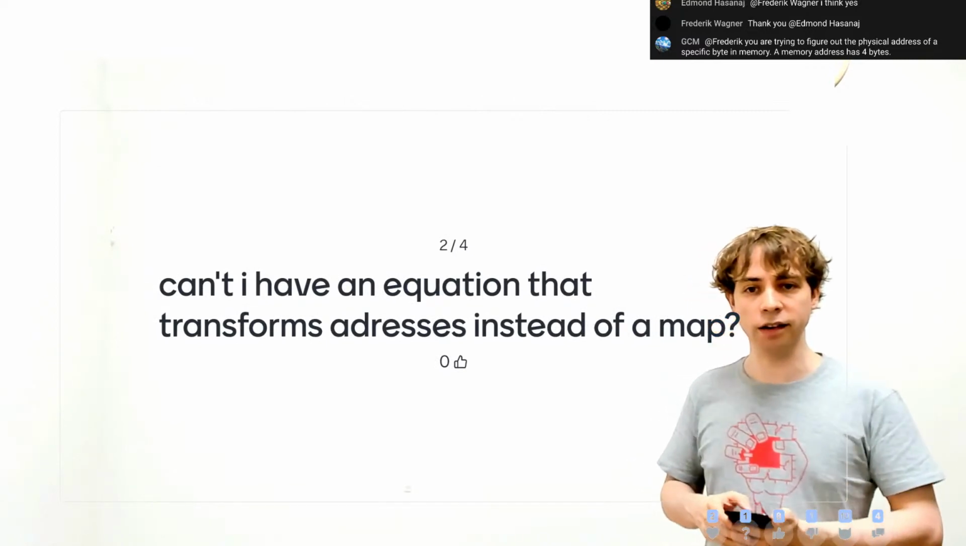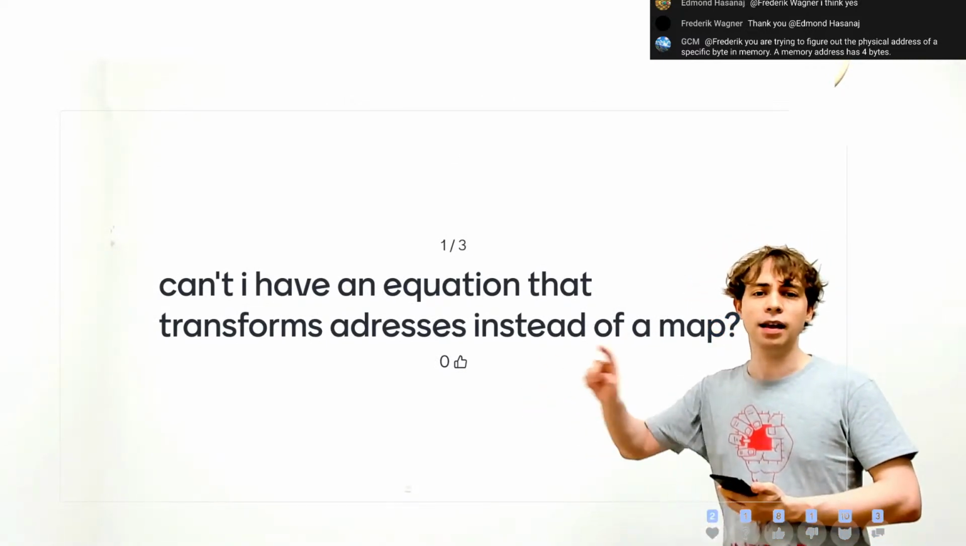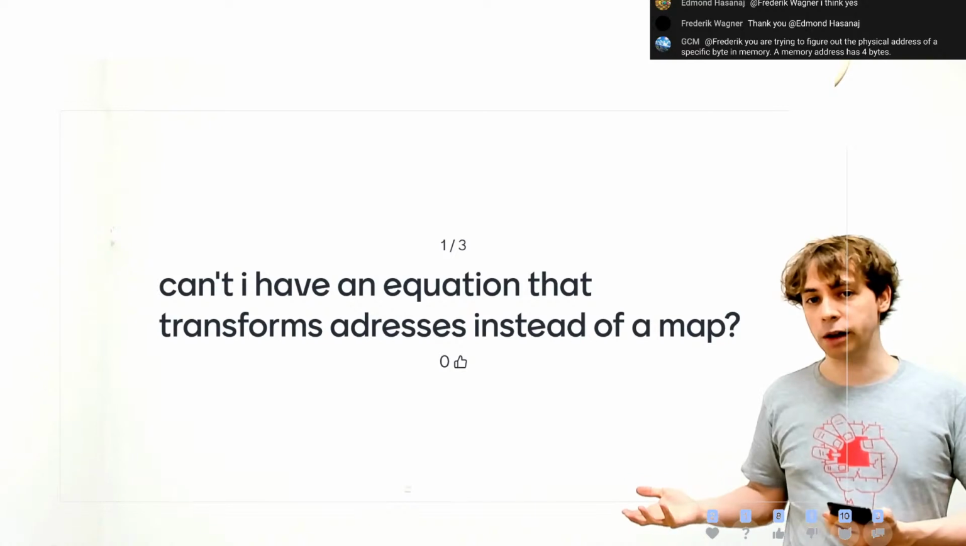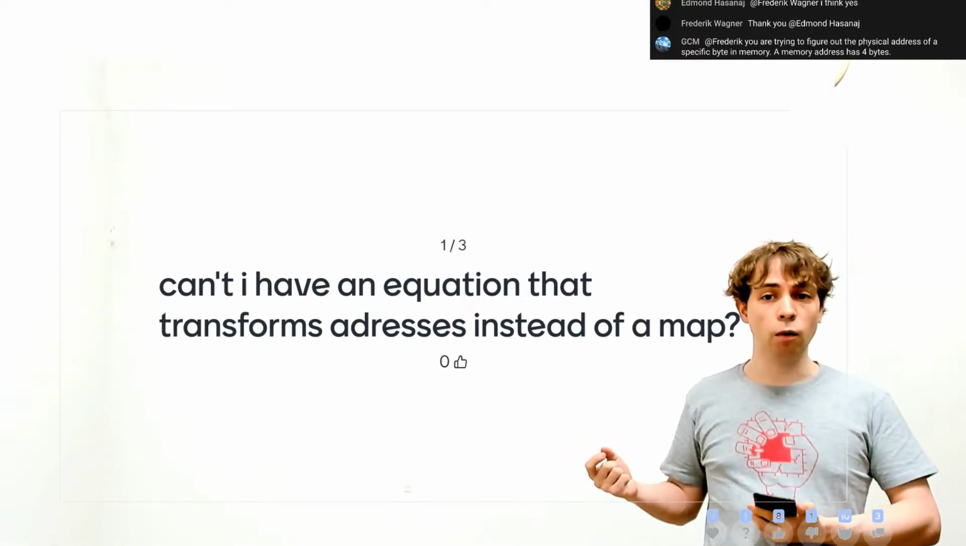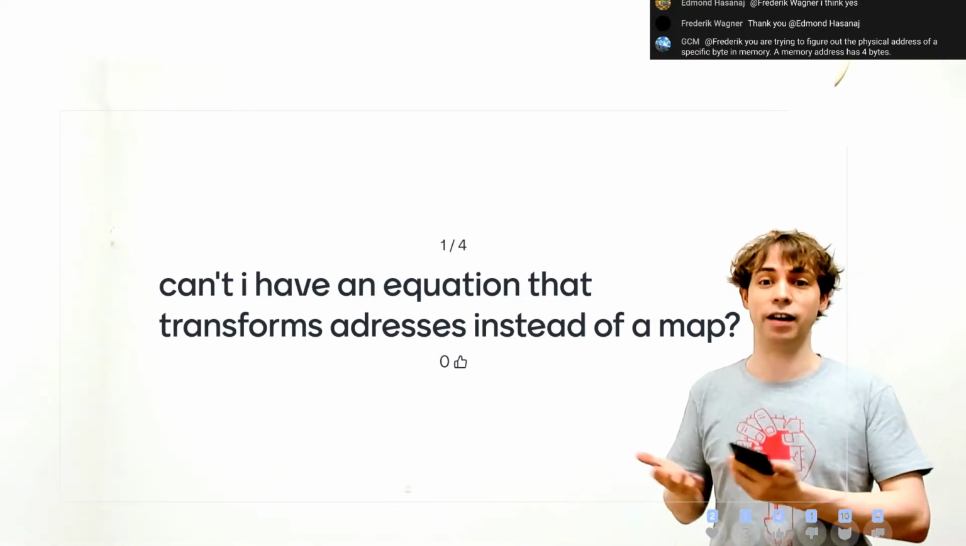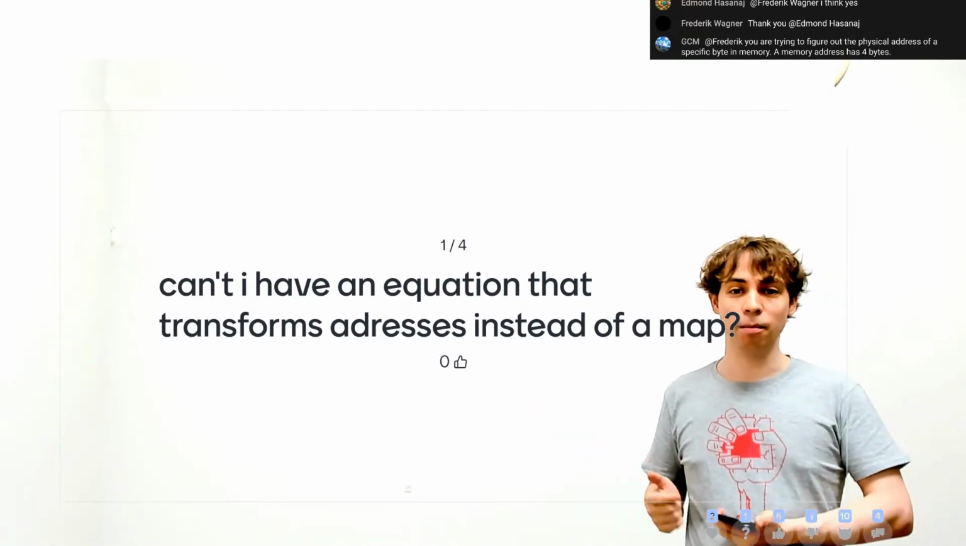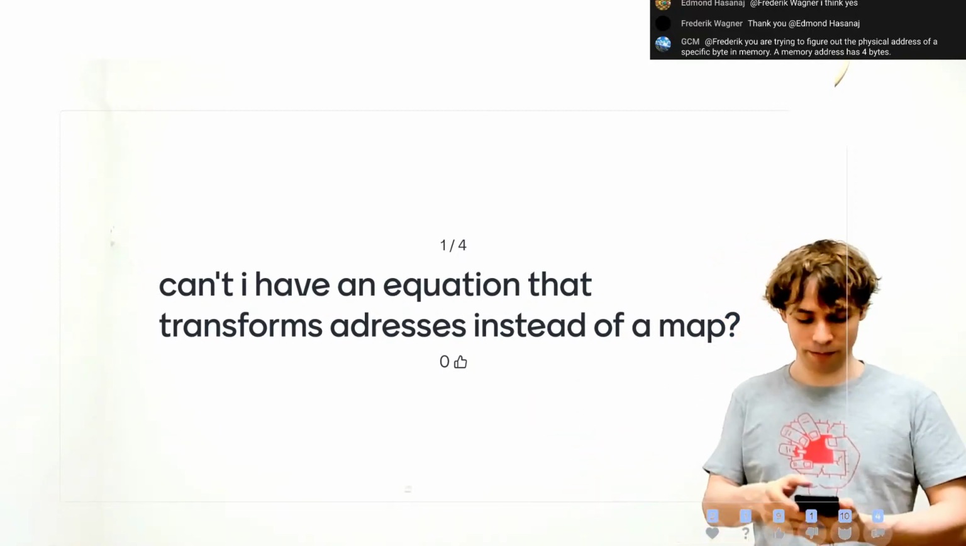Can't I have an equation that transforms addresses instead of a map? Yes, but this would not be very flexible. This is actually what we had before with base and bounds. This is very simple, having an equation, but it's not very flexible.